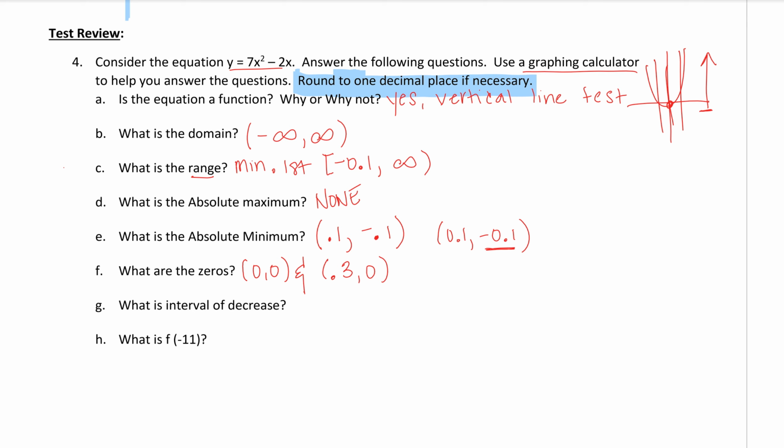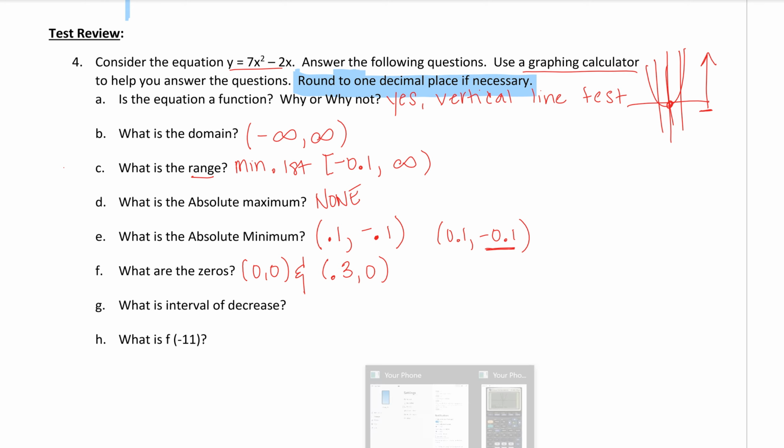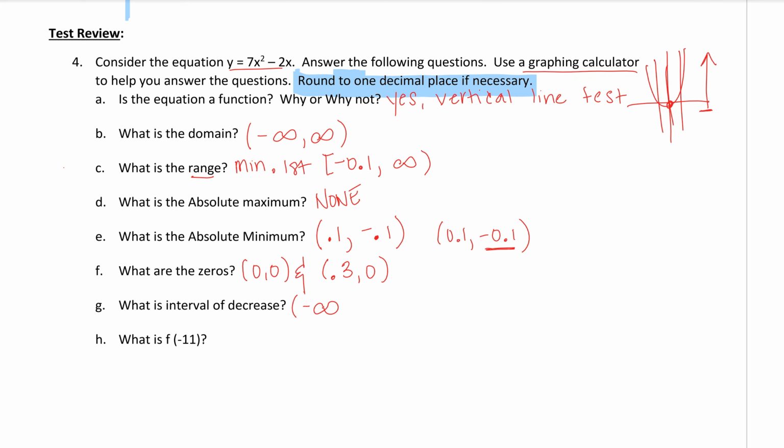Now it says, what is the interval of decrease? Well, again, I look at my calculator. I know that the decrease occurs if I'm reading it from left to right. From the left, it's going down to my minimum. So I know that it's going from negative infinity on the left-hand side of my graph to my minimum, which is the x value of my minimum, because we only use x values when we're doing intervals of decrease and increase. So I know it goes to 0.1, and it's on my graph, so it is bracketed.